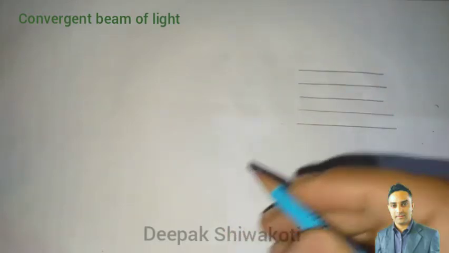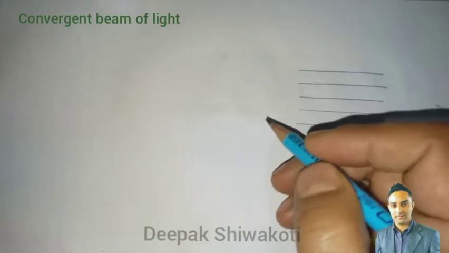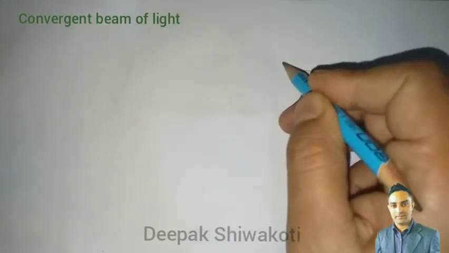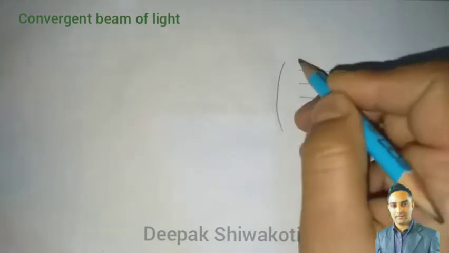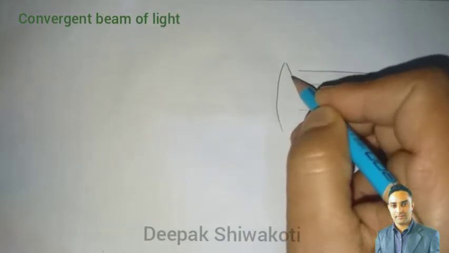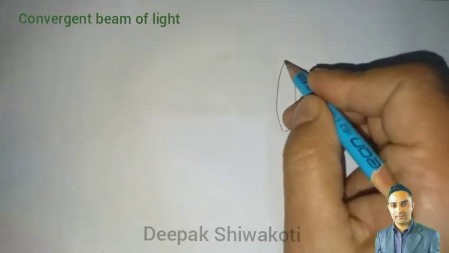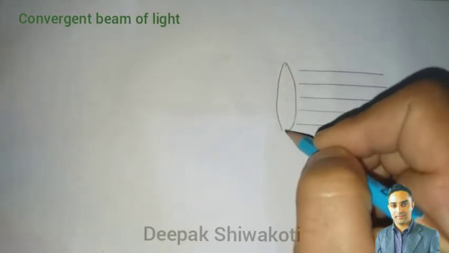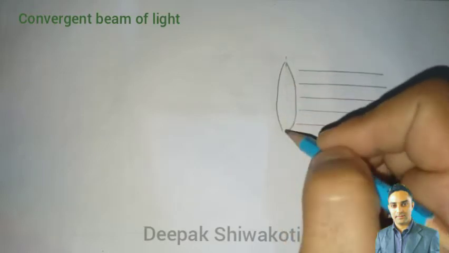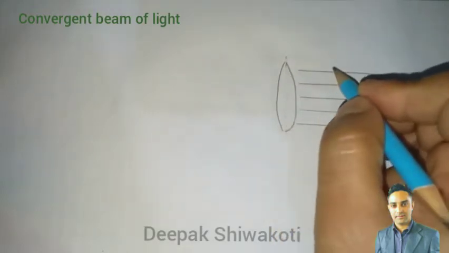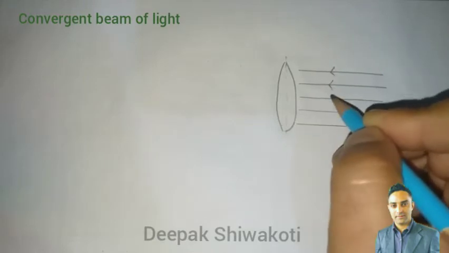Now here some convex lens is there in between, okay? And these rays are passing through this convex lens, okay? So while passing through this convex lens, this is a convex lens. Now these rays are passing through this lens.